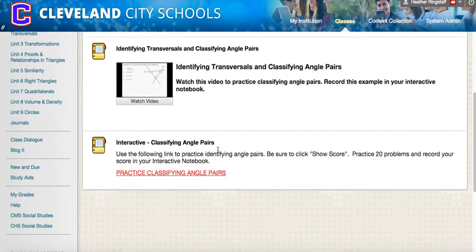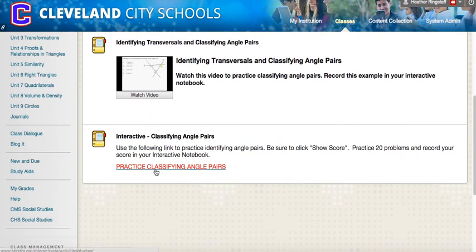Once you've done that, then you are going to go to this interactive website. It says use the following link to practice identifying angle pairs. Be sure to click show score. You're going to identify all kinds of things. I'll take you there and show you, but make sure you click show score, and you're going to practice 20 problems. So this is what it looks like when you click that.